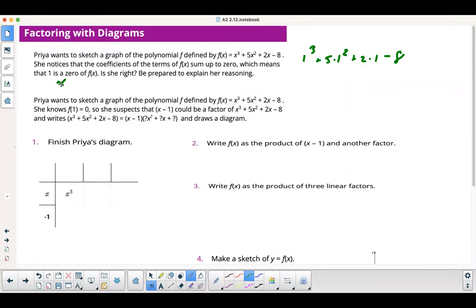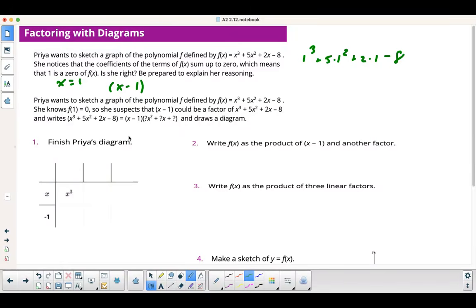So if x equals 1 is a 0, then my factor is x minus 1. So that's where we put the x minus 1 there. So Priya wants to sketch a graph of this polynomial. She knows that f of 1 is 0, so she suspects x minus 1 could be a factor. So then she writes the polynomial equals x minus 1 times something. Okay, so write f of x as a product of x minus 1 and a factor. So we're going to make this box here. We're going to go backwards here.